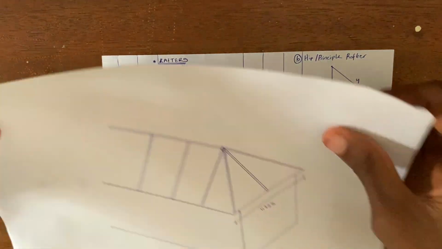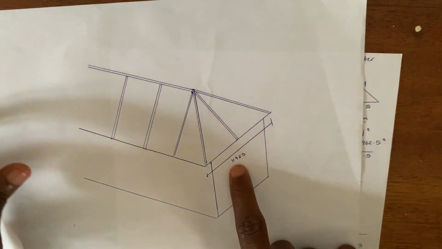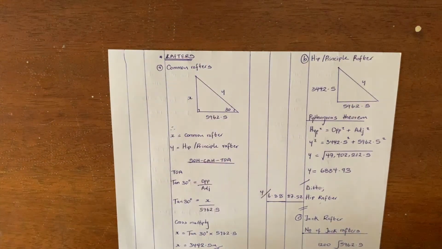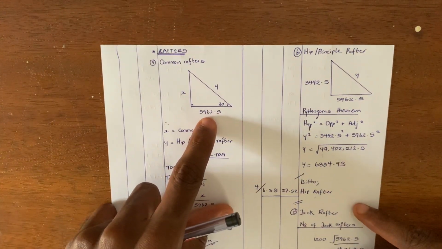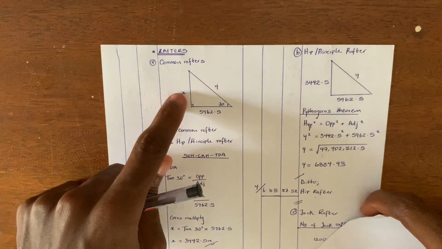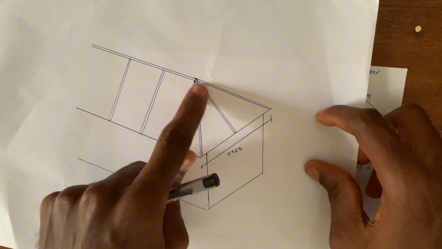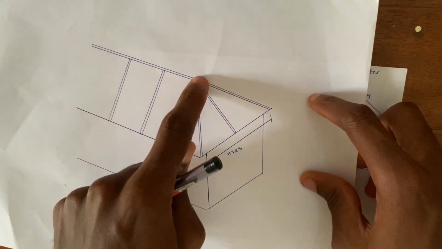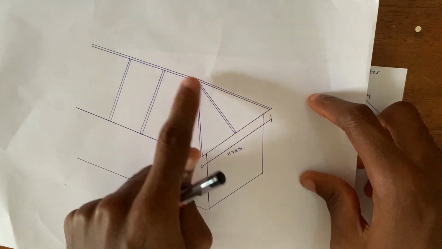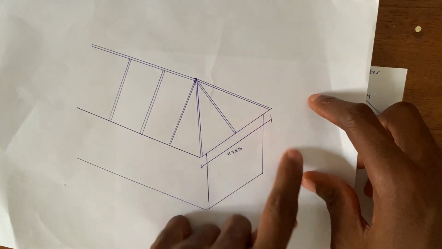Since we know that the span of the hip side of our roof is 11,925, all you need to do now is to divide it by 2. Dividing it by 2, we got 5,962.5. So X would be our common rafter. Y would be our hip rafter, because like I said, this is the common rafter, and these two sides are our hip rafters. If we can find X, we have found our common rafter. If we can find Y, we have found our hip rafter.